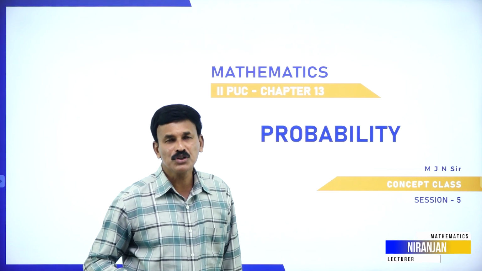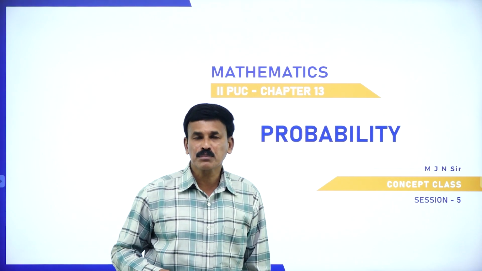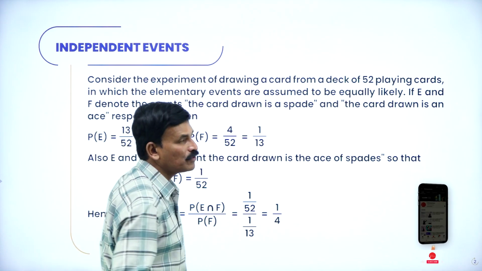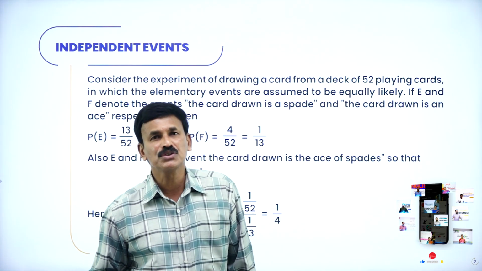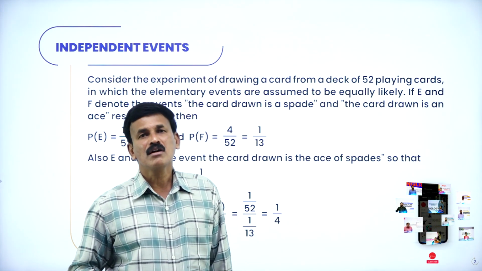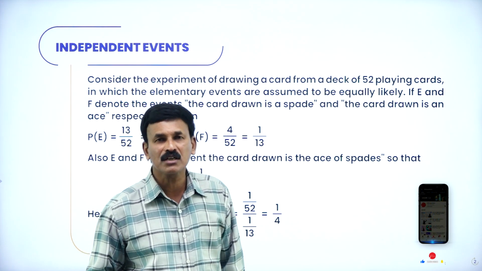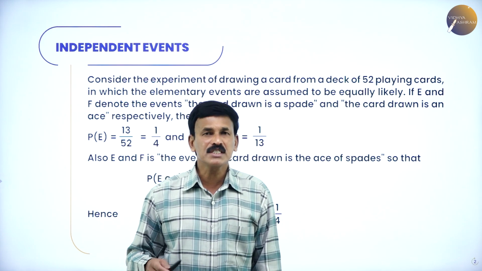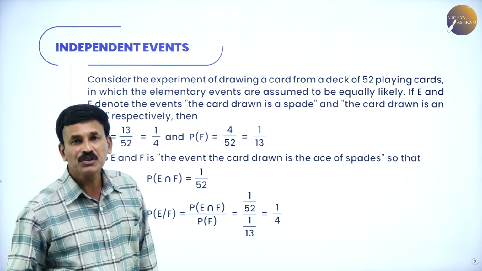Now in this session I am going to discuss independent events and the problems based on independent events. When do we say an event is independent? Suppose E and F are any two events, and the probability of one does not depend upon the probability of the other. That is, the occurrence of one does not depend upon the occurrence of the other. Such events are called independent events, which we will discuss today with an example.